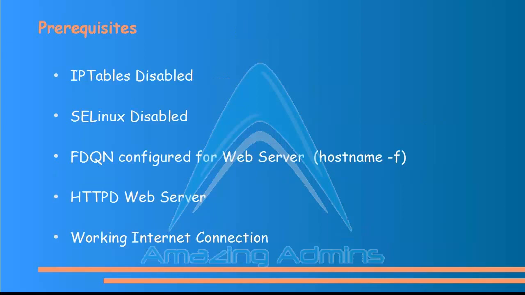Before continuing with creating the local repo, there are a few prerequisites which have to be done. The first is that iptables should be disabled, SELinux should be disabled, and a fully qualified domain name should be configured for the web server. If you want to use the web server from other machines, we'll have to map the IP address along with the host name of the web server on those machines too. Then the HTTPD server, that is the web server, should be installed, and obviously we need a working internet connection on the computer. All these prerequisites have been mentioned in the previous tutorials. You can find them by browsing the playlist on the Amazing Admins channel on YouTube.